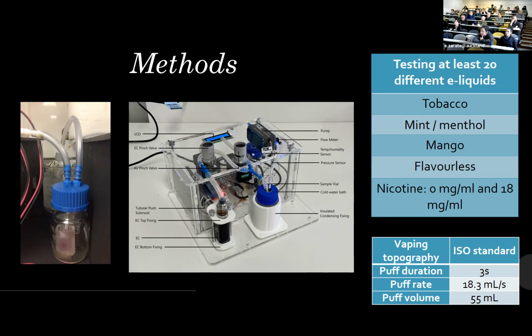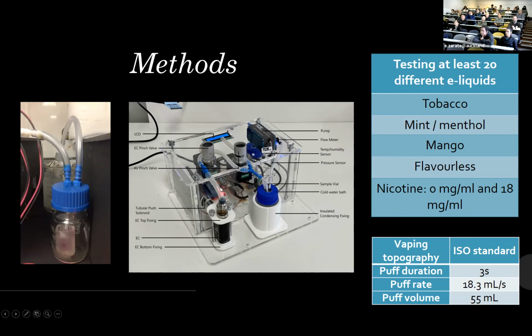So we're really focusing on those 3 different products, as well as we've chosen mango as one of the very popular fruity flavours. We're going to be looking at at least 3 different brands and look at how the e-liquids differ. And we're going to be looking at 0 nicotine and 18 milligrams per ml of nicotine.